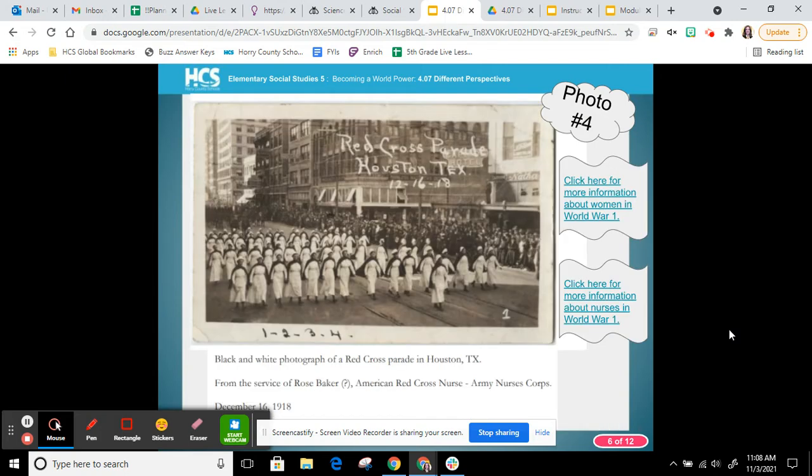So I really want to know what's going on here in photo 4. Personally, this is what I'm going to do, but you are welcome to choose any photo. So I'm going to use this photo. I'm going to read the caption. I'm going to examine this photo closely, looking at all 4 parts, all 4 corners and the center. I'm going to click on these links and I'm going to read more information about women in World War I and more information about nurses in World War I. I'm going to click on these links and I'm going to read through the material. So you're going to have to do some extra reading with this lesson.